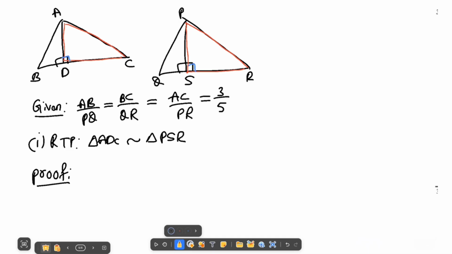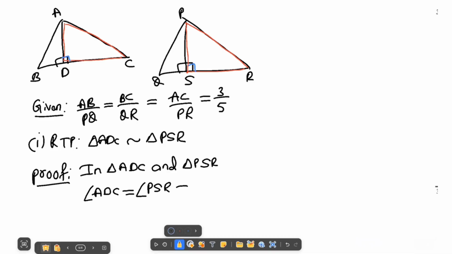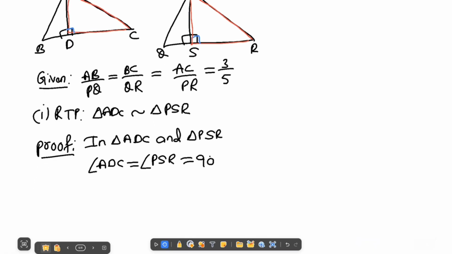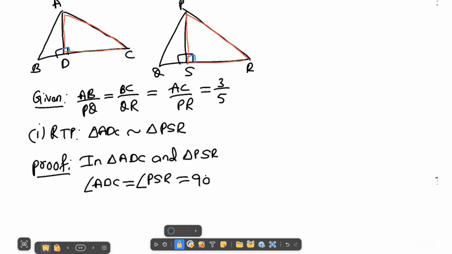So let's compare in triangle ADC and in triangle PSR. Angle D means angle ADC is equal to angle at S, which means angle PSR, because both are 90 degrees. And angle C is equal to angle C.